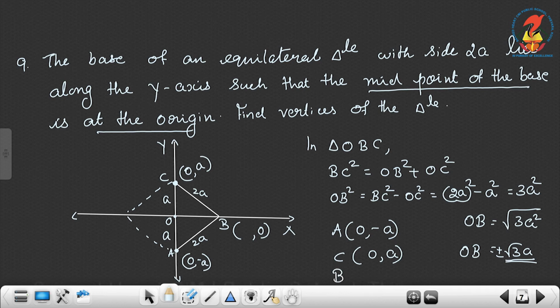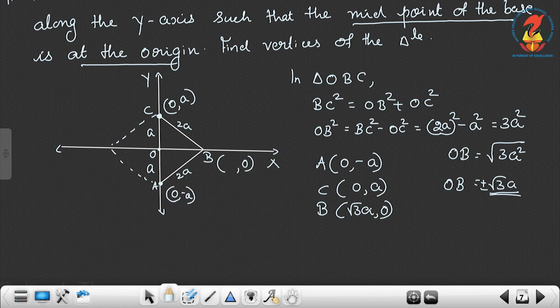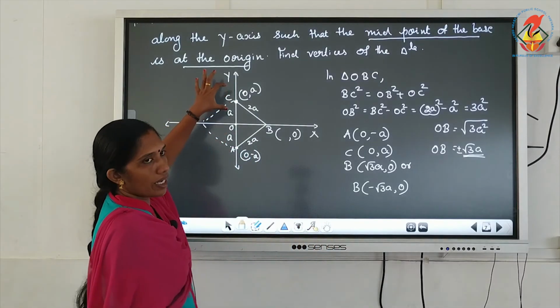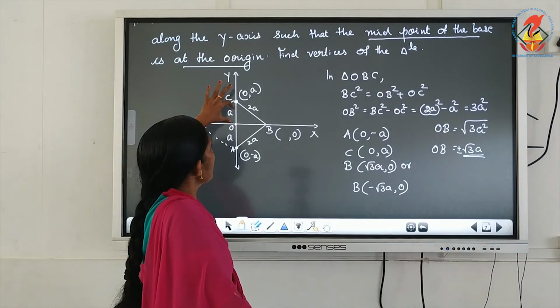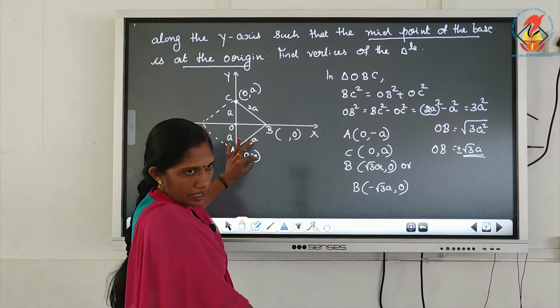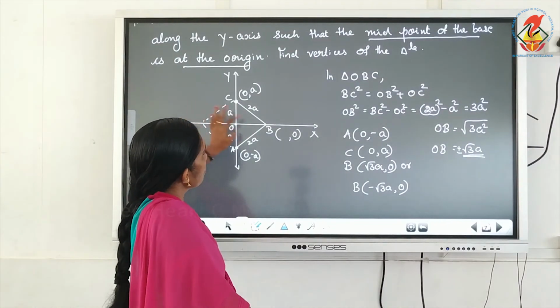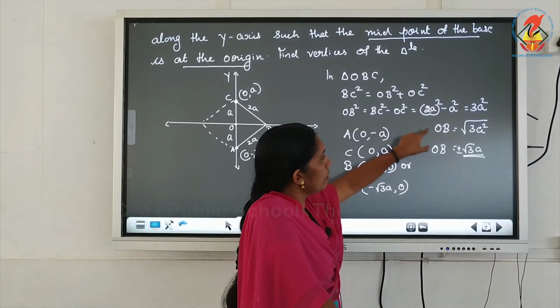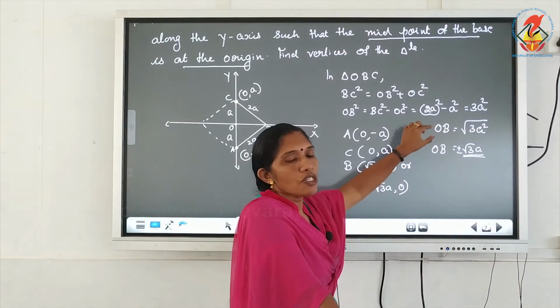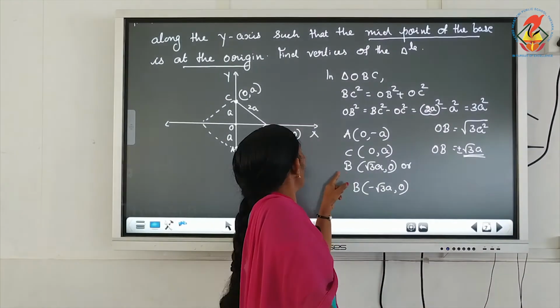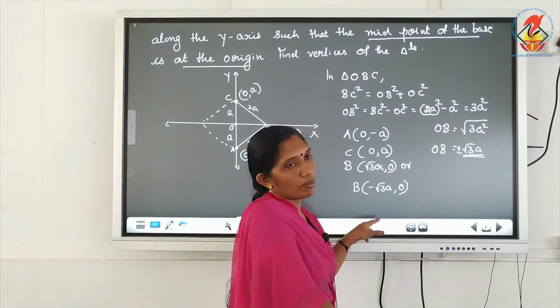So what about the coordinates of B? Either (root 3a, 0) or (minus root 3a, 0). A and C won't change since they are on the y axis. C is (0, a) and A is (0, minus a). B is either this side or this side. Two cases are possible. So by using Pythagoras theorem you have to find the value of OB, and you have to put the plus or minus symbol. So B's coordinates are either (plus root 3a, 0) or (minus root 3a, 0).